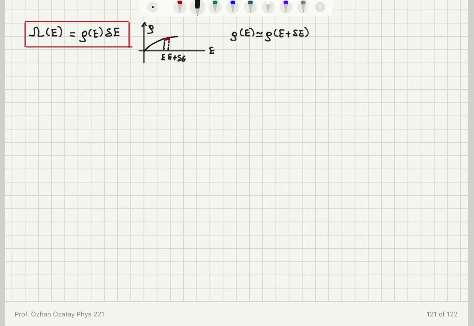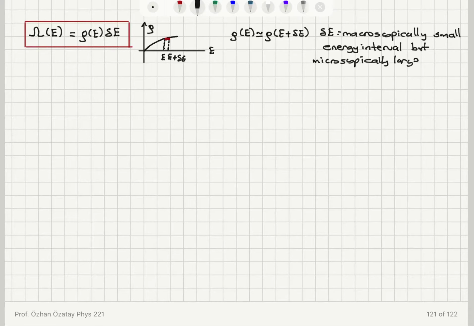Okay, so once again, this delta E is a macroscopically small energy interval but microscopically large, that is to say, it contains many states.